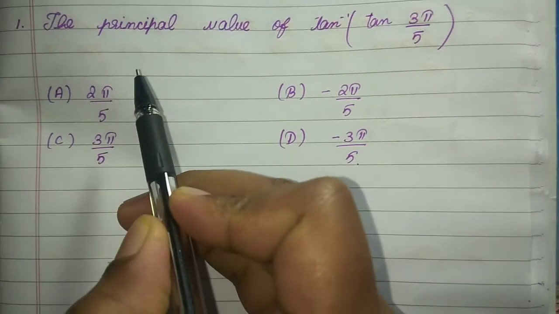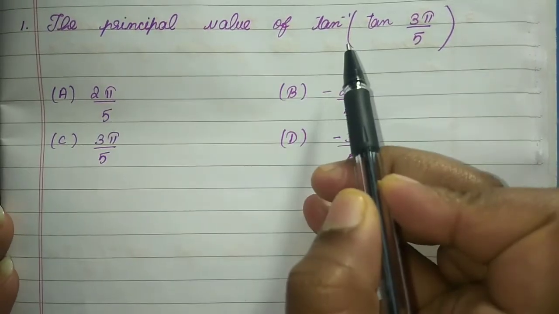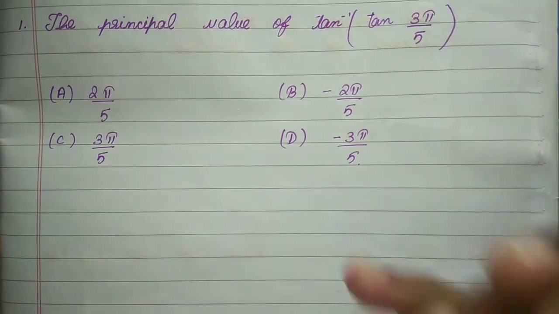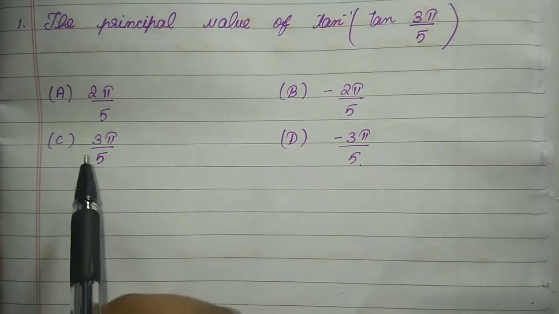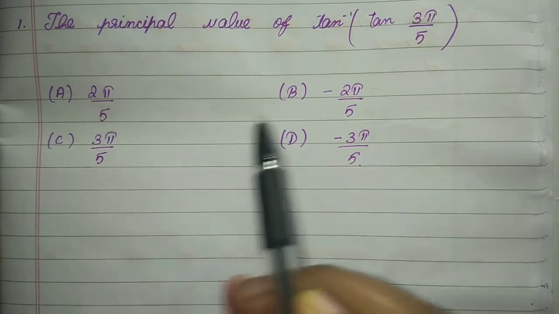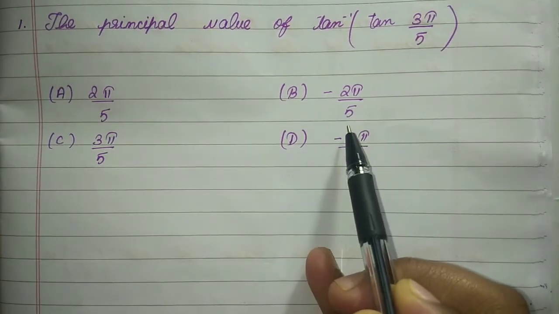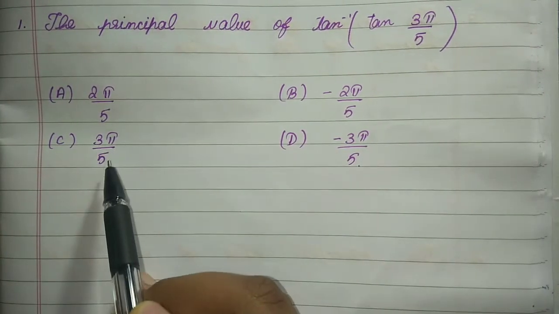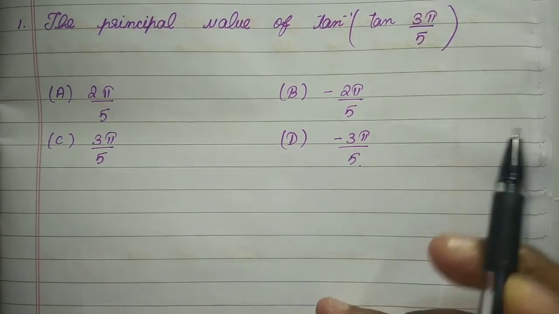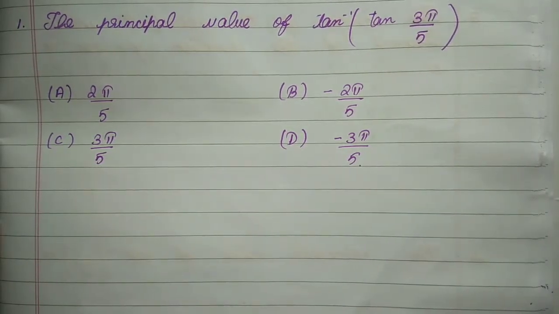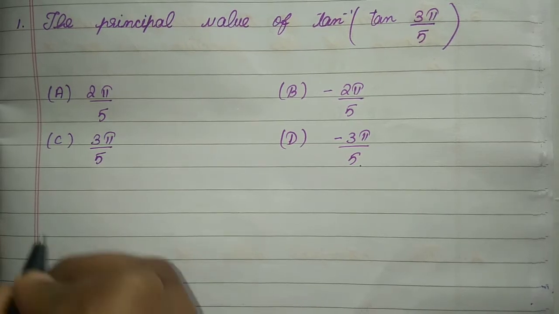Question 1. The principal value of tan inverse of tan 3 pi by 5 is what? Option A, 2 pi by 5. Option B, minus 2 pi by 5. Option C, 3 pi by 5. Option D, minus 3 pi by 5. So we have to find the principal value for it.